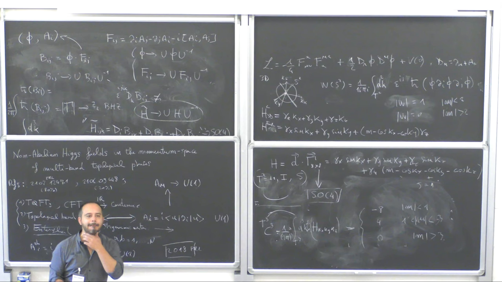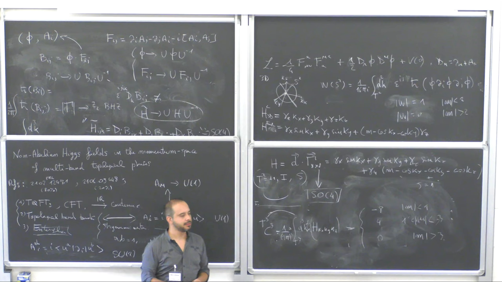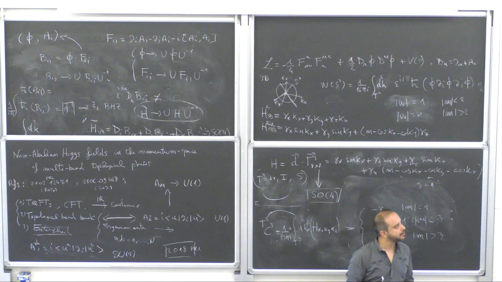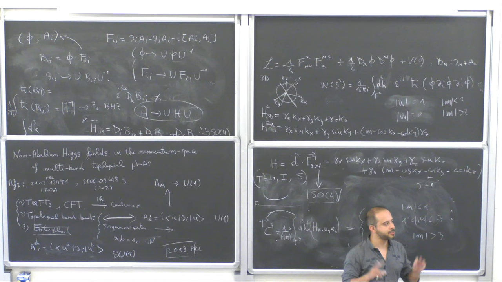Questions? Can I ask a question? Sure, please go ahead. So I think on the board you said the BHZ model, there's a Z2, and in your calculation the integral of B gives you the absolute value. So, sorry, I missed that, why is this invariant related to Z2?